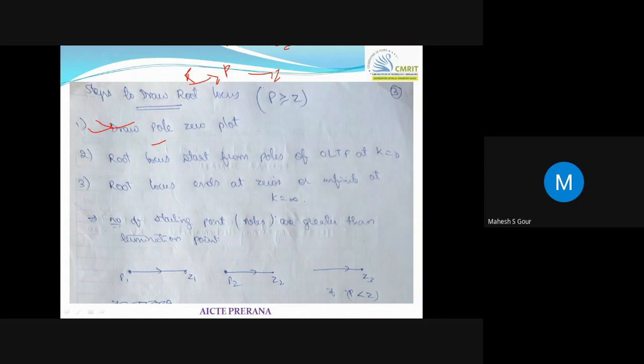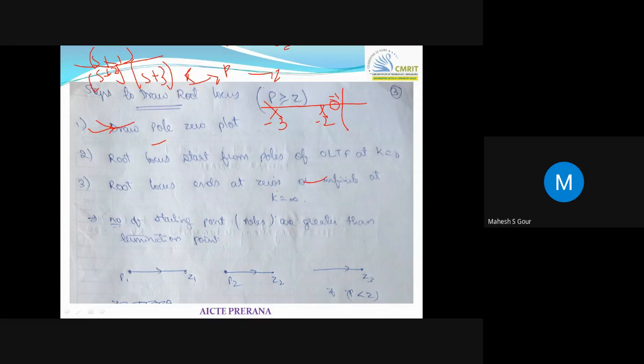First, you should draw the pole zero plot. Pole zero plot means, see, I had given the example of 1 into (s+1) over (s+2) into (s+3), right? So you need to plot the poles and zeros. Your poles are at -2 and one more pole at -3, and there is a zero at -1. So a zero you represent by a circle, and poles you represent with a cross mark. That is the standard notation.